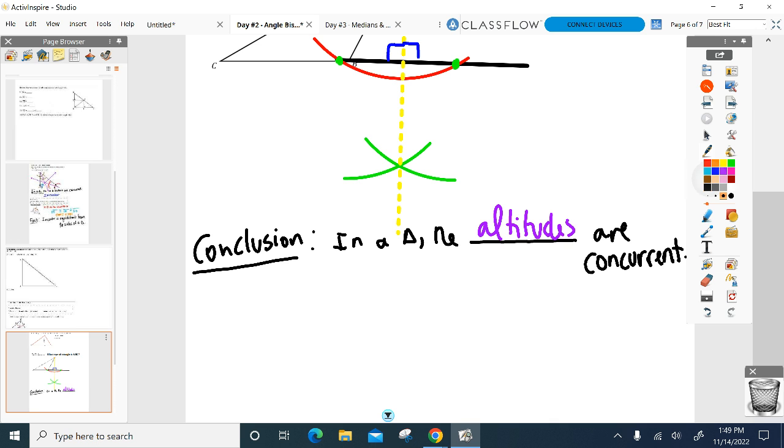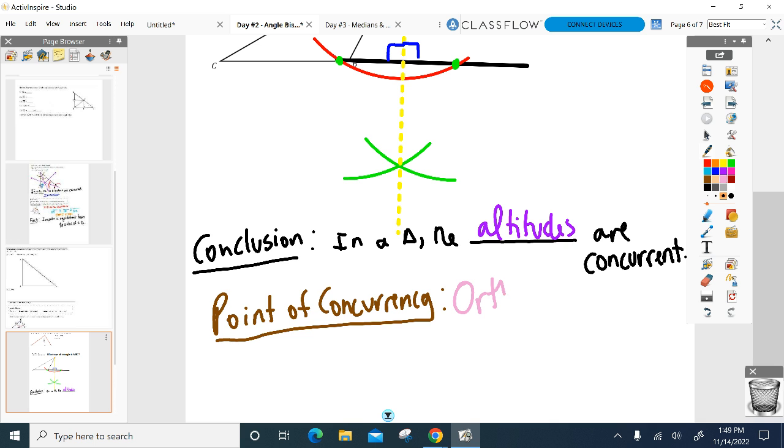Oh, I'm not done yet. Because then what do I still have to tell you? What do we still have to know? What's that new point called, where all the altitudes intersect? The point of concurrency is called the orthocenter. Not too sure if I'm spelling it right, but I don't care. Ready for this name? What did you have already? Circumcenter, and then what else today? Incenter. Now you have the orthocenter.